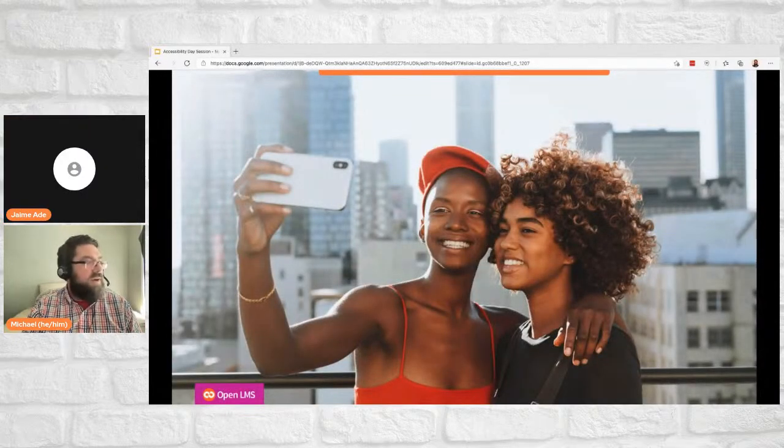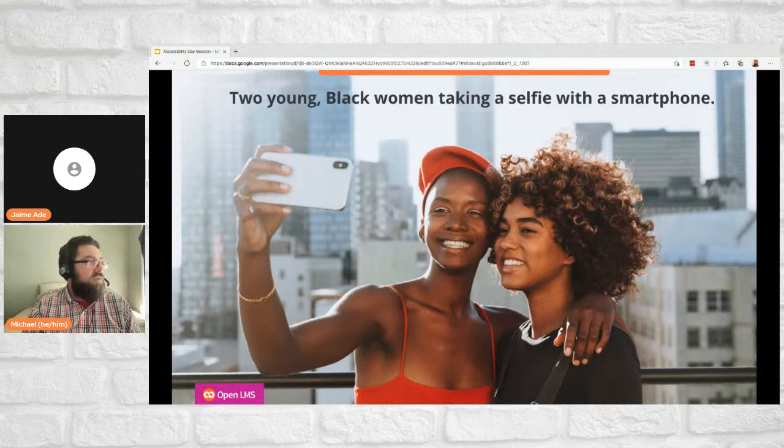For this image, if I were to write the alt text of this image, it would be 2 young Black women taking a selfie with a smartphone. Now that's perfect alt text, but it doesn't provide as much context as a caption. And so for a caption, I might write, members of the millennial and Gen Z generations frequently use smartphones to save, document, and share their personal experiences with others. These practices often include capturing selfies, which are photos of themselves. These photos are often taken at places of interest or with others they have a meaningful attachment to.